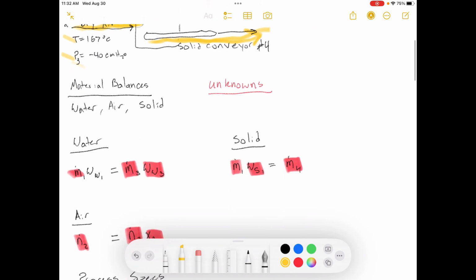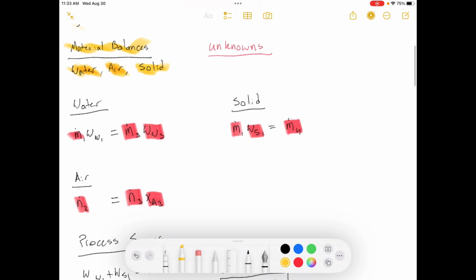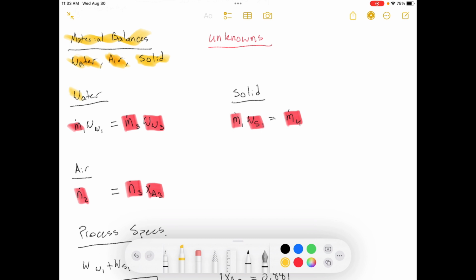Okay, so let's do our materials balance. We have 3 components. There's no chemical reactions going on, so moles are conserved, mass is conserved, and we're just keeping track of these components. We don't have to do molecular balances in this case necessarily. Okay, so we've got water, air, and then we have solid milk solids, whatever that is.